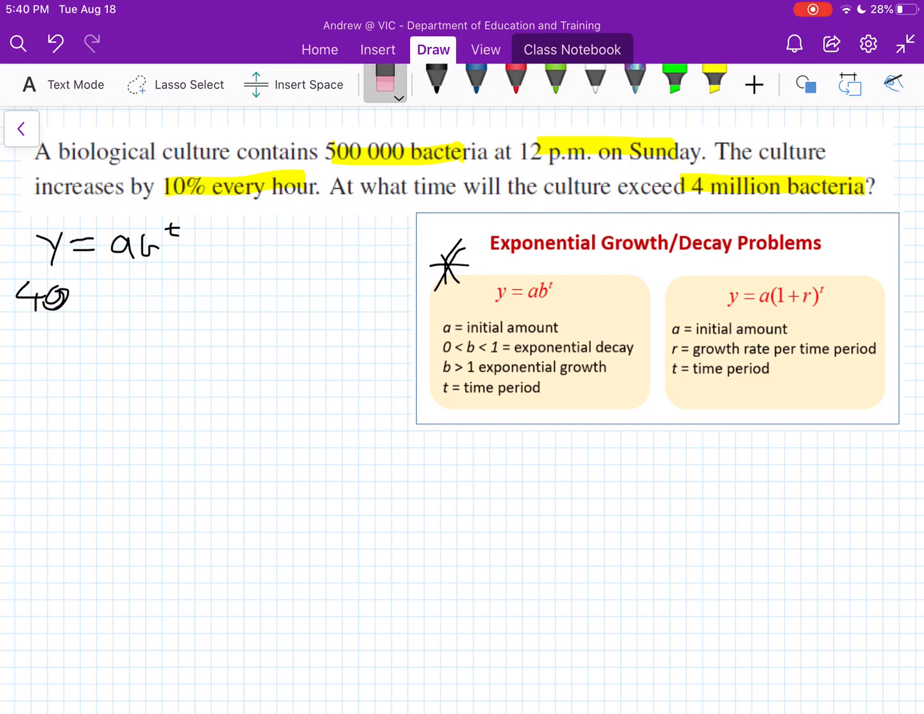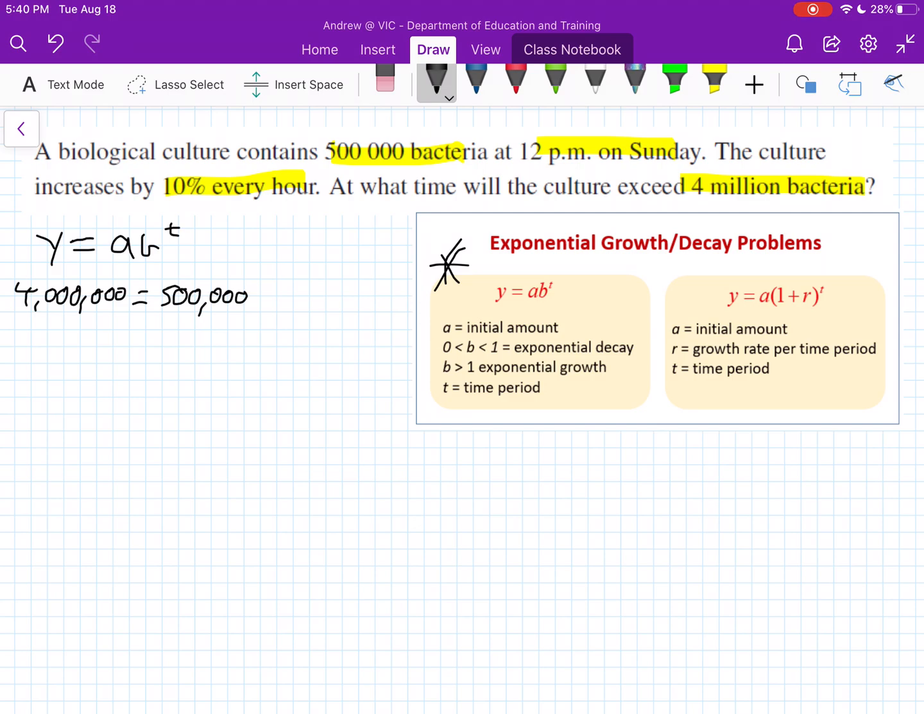Make sure you get the right amount of zeros: 4, 5, 6. Okay, so we've got 4 million is our y. Our a value is the initial amount, so the biological culture contains 500,000 bacteria. That's going to be our initial. I might need to write it a little bit smaller. So we've got 4 million is equal to 500,000, which was our initial amount.